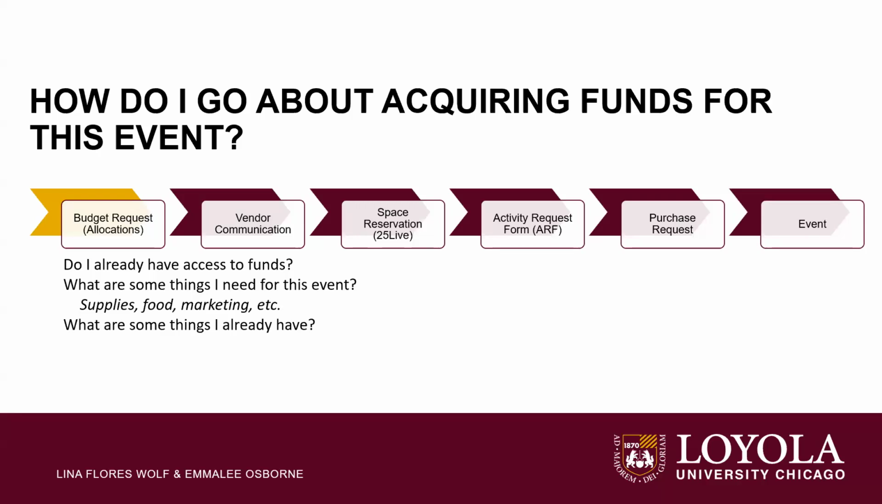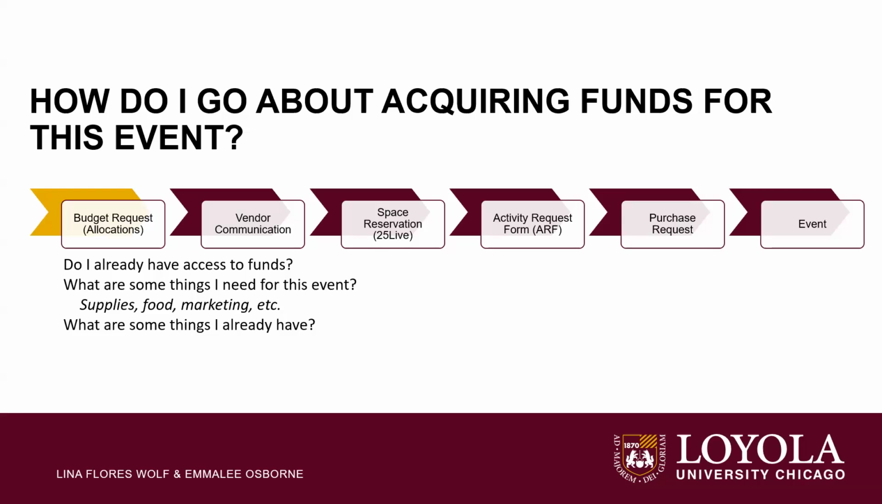So if you have determined that you need funds for your event, whether you're planning to purchase supplies, food, contract a vendor, or have a performer or things of that nature in your event, this is how you would go about acquiring funding. The first thing that you want to determine is whether or not you already have access to funds. You might have revenue funds in your account that you're not aware of, or access to startup funding or additional funding elsewhere.